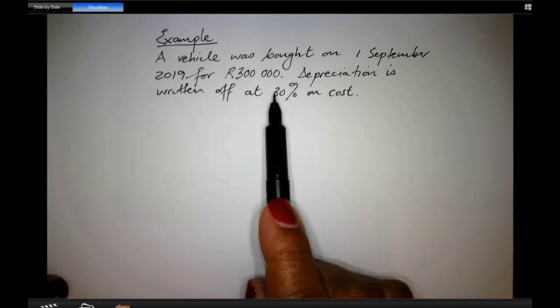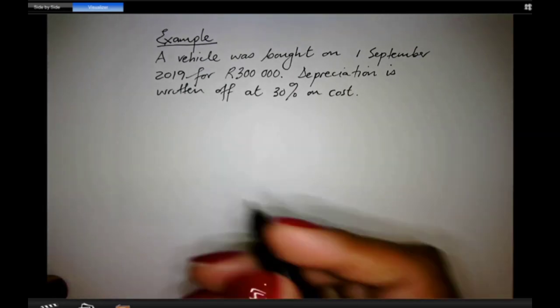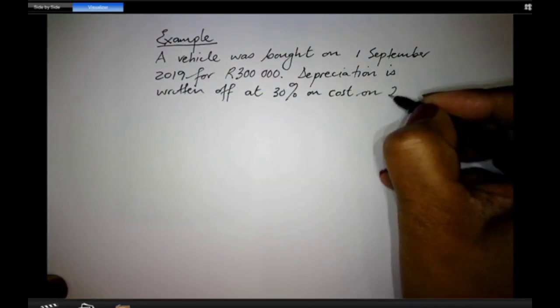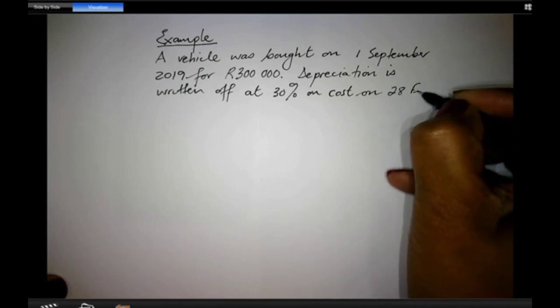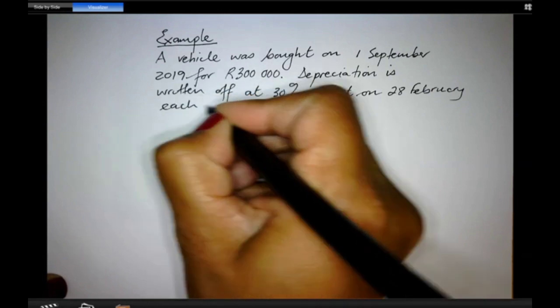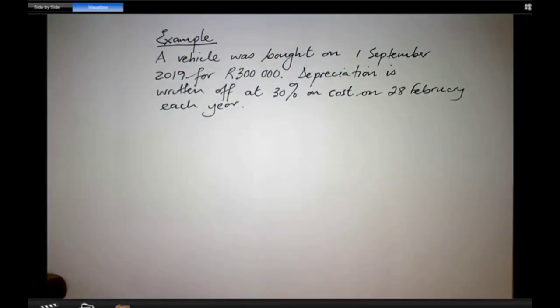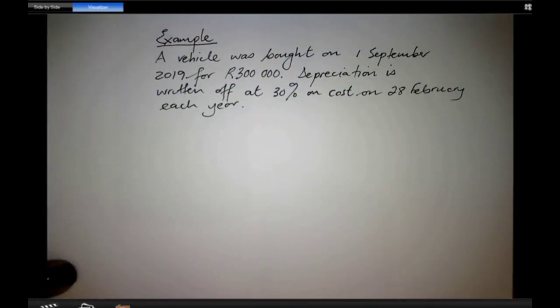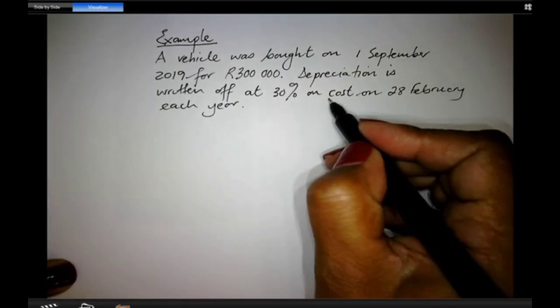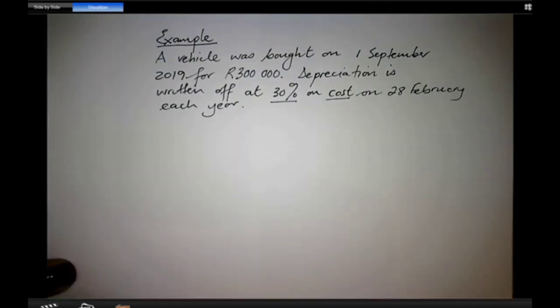Okay, so I've got here, a vehicle was bought on the 1st of September 2019 for 300,000. Depreciation is written off at 30% on cost, on 28 February each year. So we know that our financial year ends on the 28th of February.